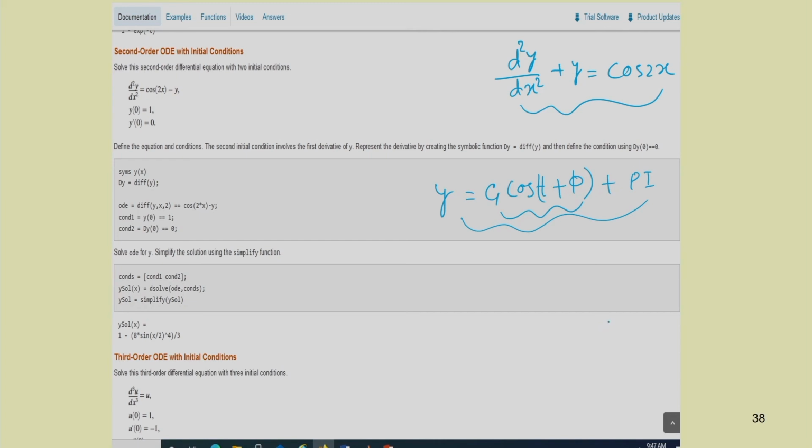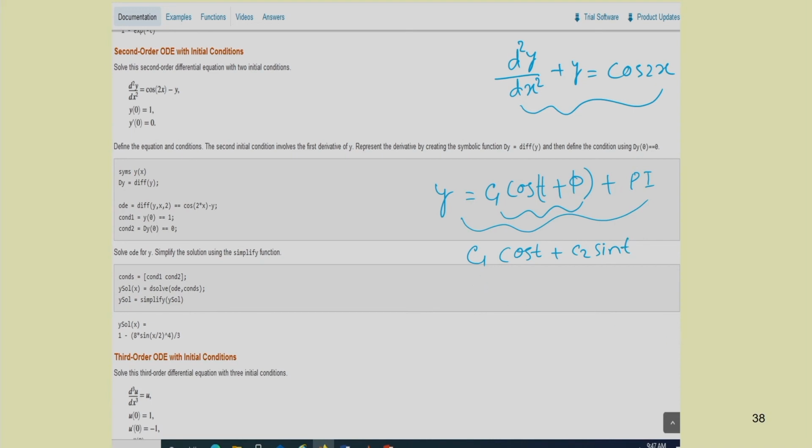With different initial conditions, C1 and phi can be obtained. Either you can write the solution this way, or you can write it as C1 cos t plus C2 sin t plus the particular integral part. That way you can write the solution.